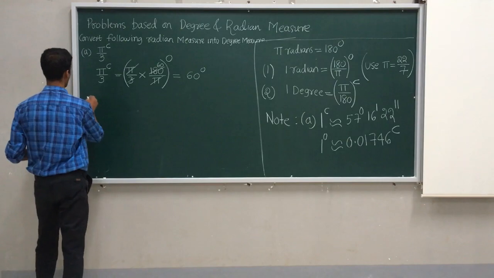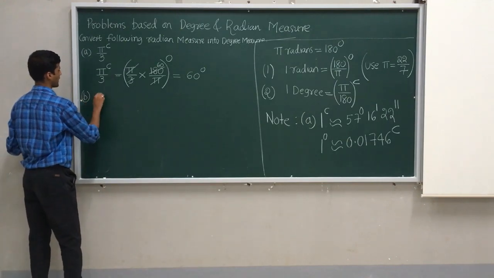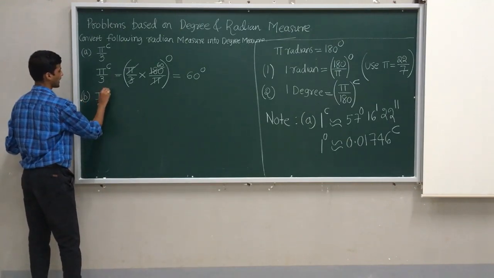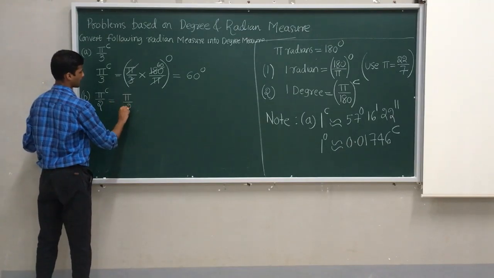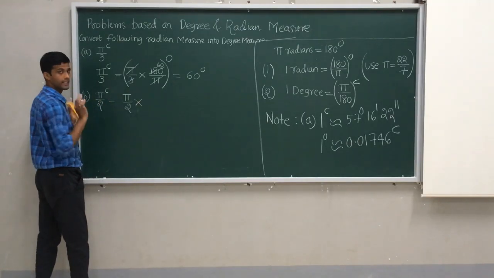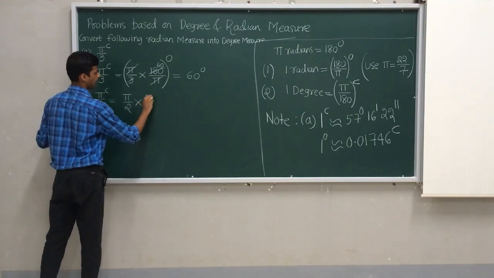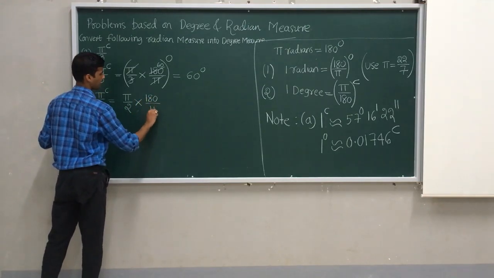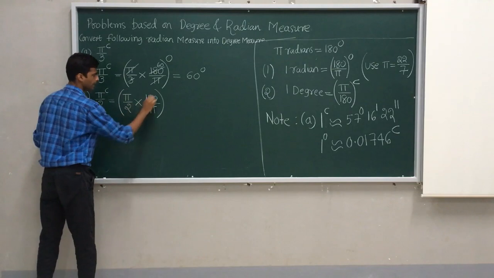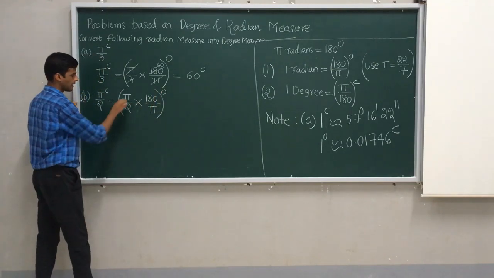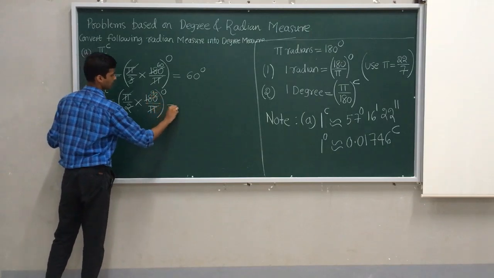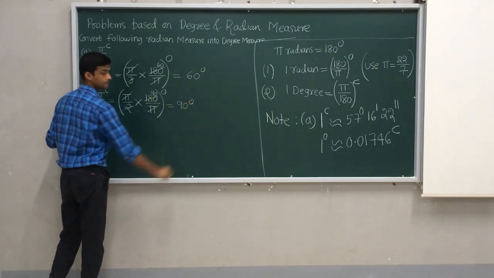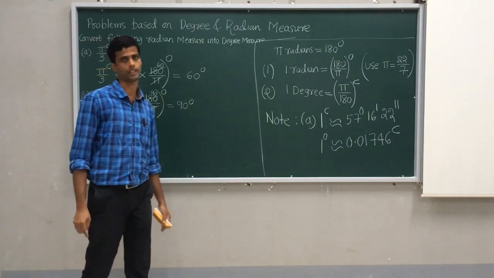If I take one more simple question, if I ask you to convert pi by 2 radian into degree, what will you do? Write pi by 2 into, don't write radian again here, you are converting now, 180 upon pi, right bracket, outside degree. Cancel pi, 2 ones are 2, 2 nineties are 180. So the answer is 90 degree. So that is one more question. Okay.